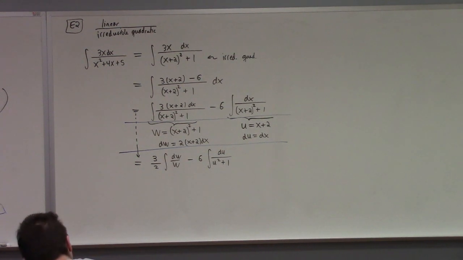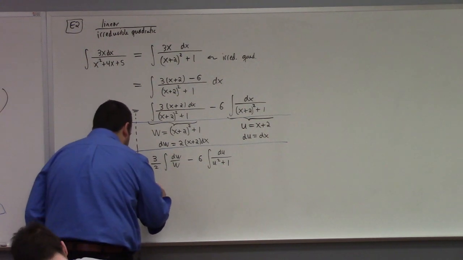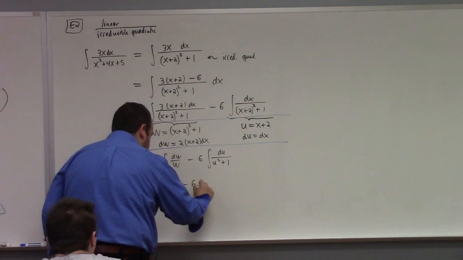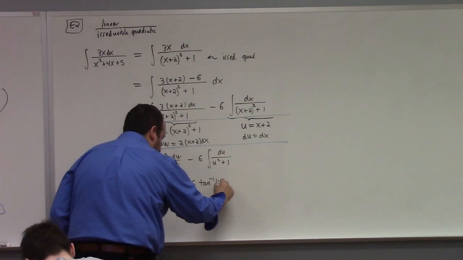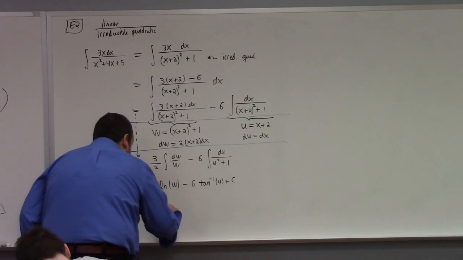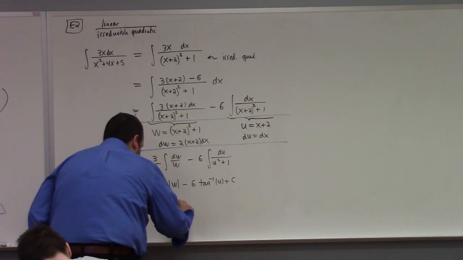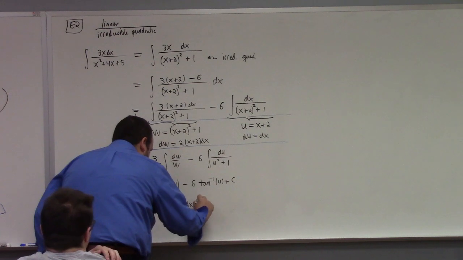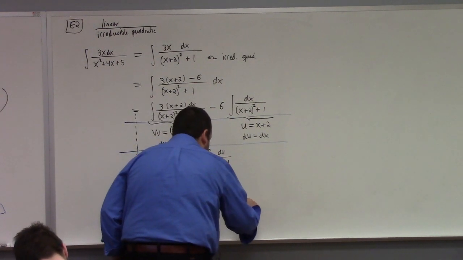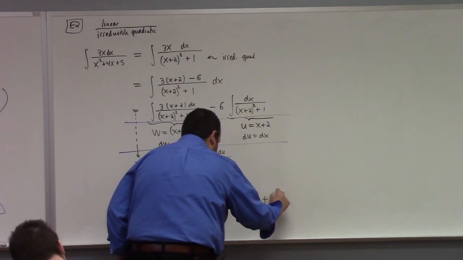These are integrals that we can do, right? So, 3/2 natural log the absolute value of w minus 6 inverse tangent of u plus a constant. Now we go back to the x's. 3/2 natural log the absolute value of x squared plus 4x plus 5 minus 6 times the inverse tangent of x plus 2 plus a constant. And there you go.